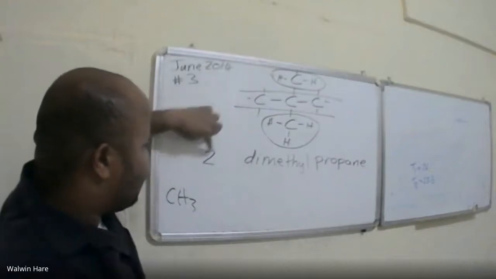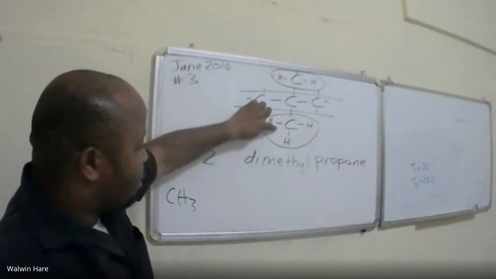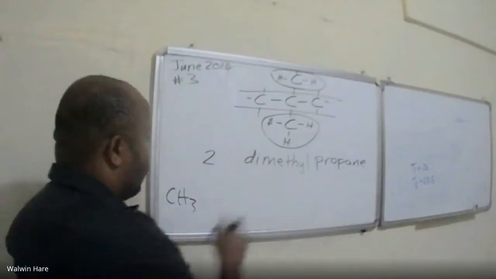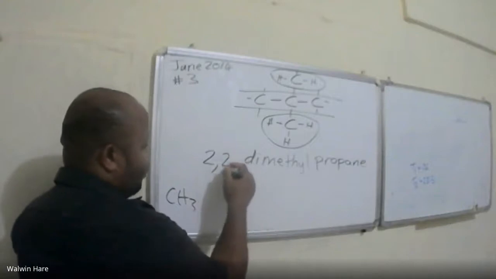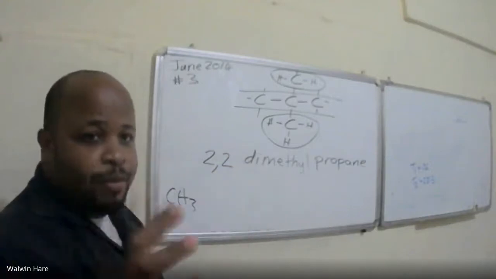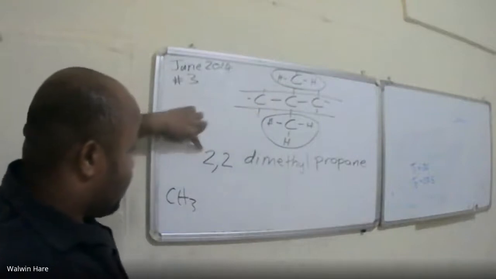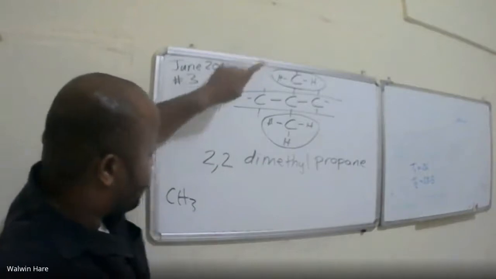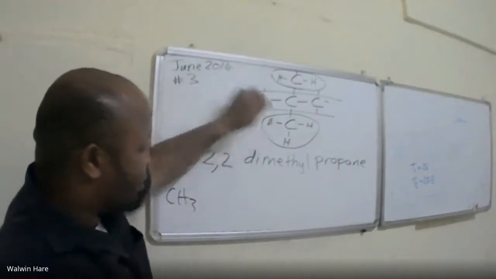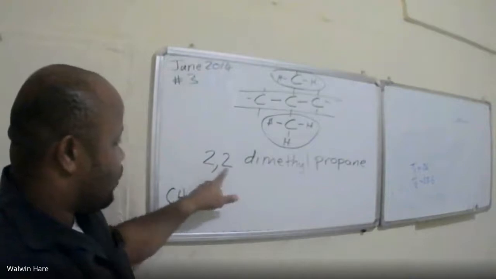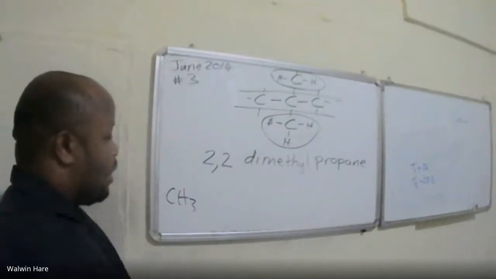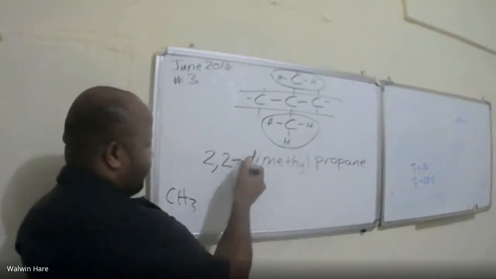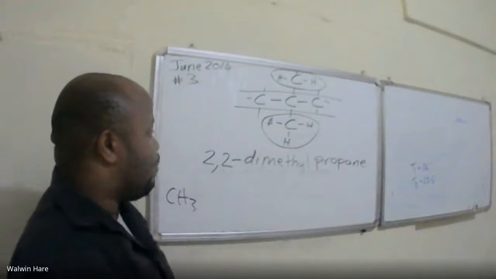So this methyl group is attached to carbon 2, and this one is attached to which carbon? 2 as well. So it is 2, comma, 2. Even though both of them are attached to carbon 2, you still have to write it 2 times. So it's 2 for this methyl group and the next 2 for this methyl group. So both methyl groups are on carbon 2, and you use a comma to separate the numbers. So it's 2,2-dimethyl propane.